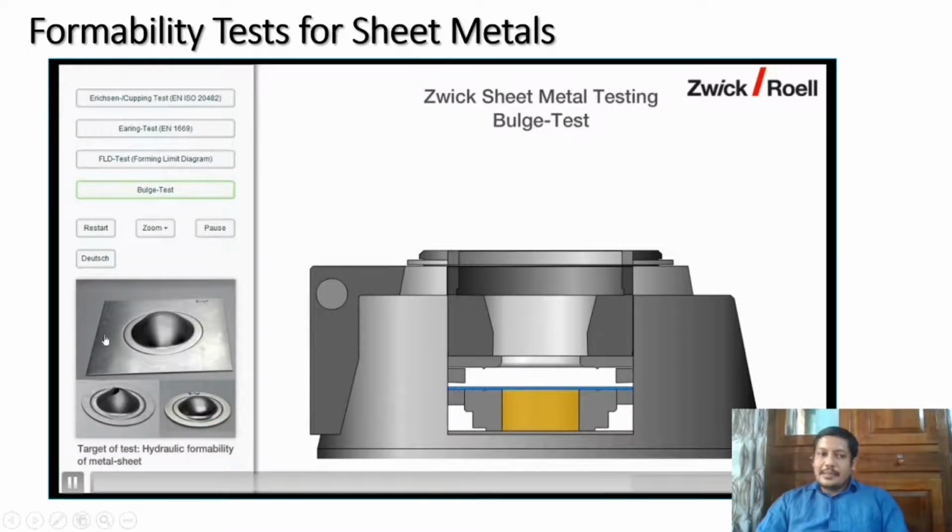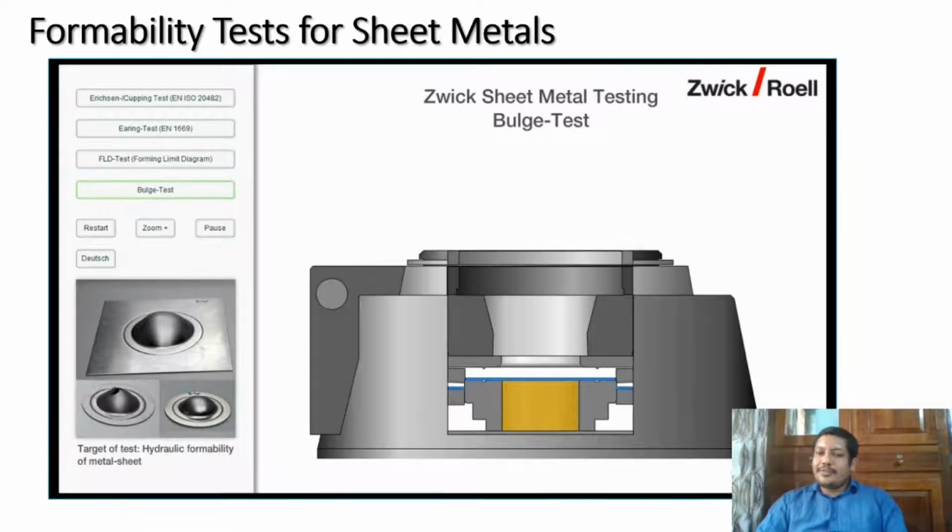The next one is called hydraulic formability of sheet. Instead of using a punch, the sheet is being formed with the help of a hydraulic liquid. Inside this area you will be filling the hydraulic liquid and you can see that the assembly will move towards the side and the material will get deformed into the die shape. And finally you can see as shown like this.